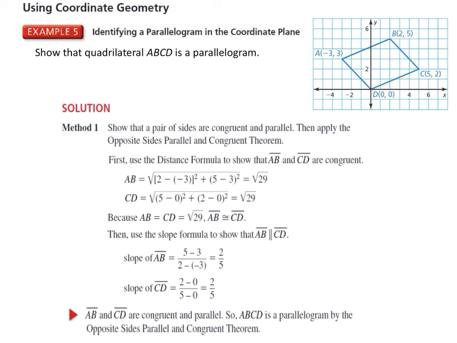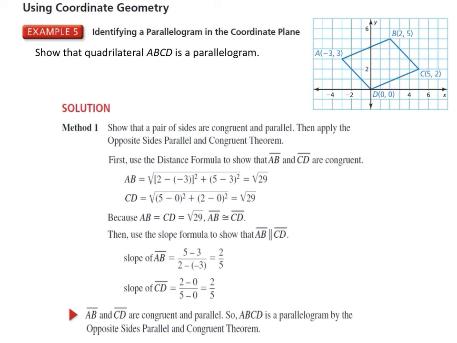So first we want to show that the pair of sides are congruent and parallel. Then apply our opposite sides parallel and congruent theorem. So first use the distance formula to show that segments AB and CD are congruent. So we plug in the x and y coordinates for A and B, and get a length of square root of 29. Do the same thing for the length of CD, and we find out that it is the same, so square root of 29. So because AB equals CD, which is square root of 29, we can conclude that segment AB is congruent to CD.